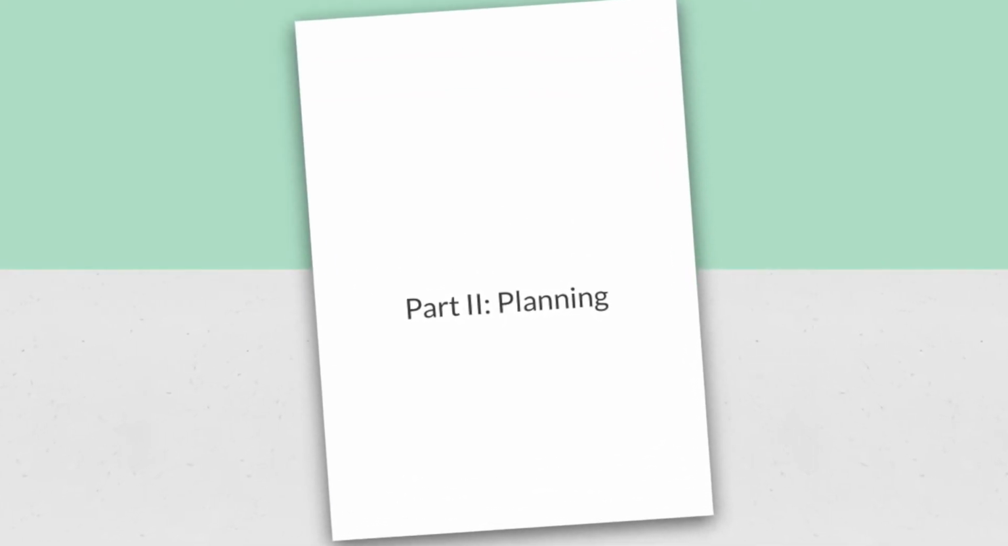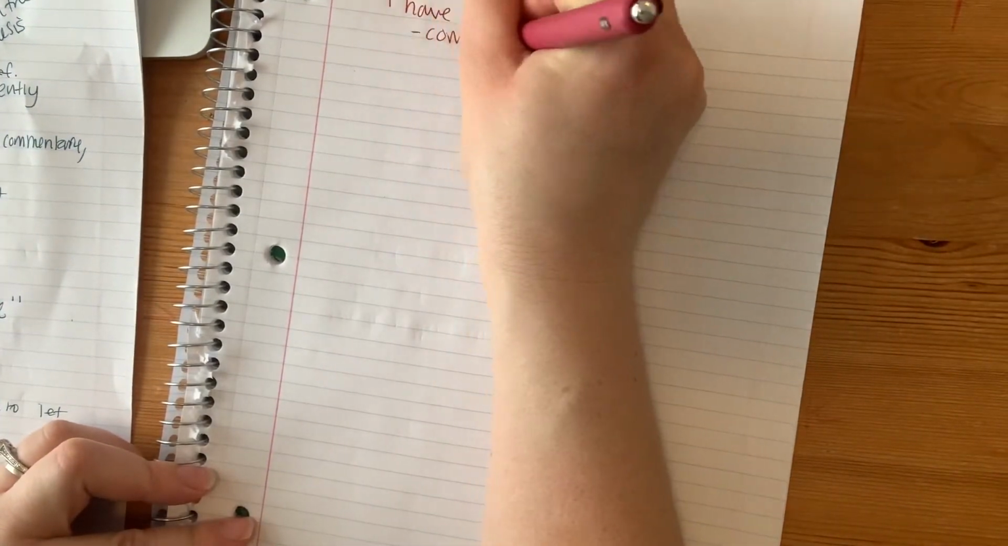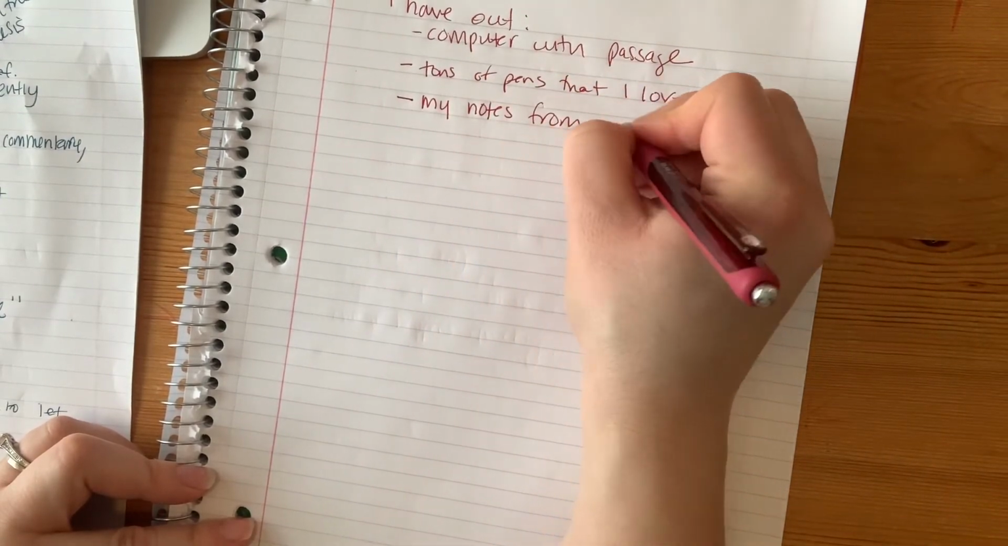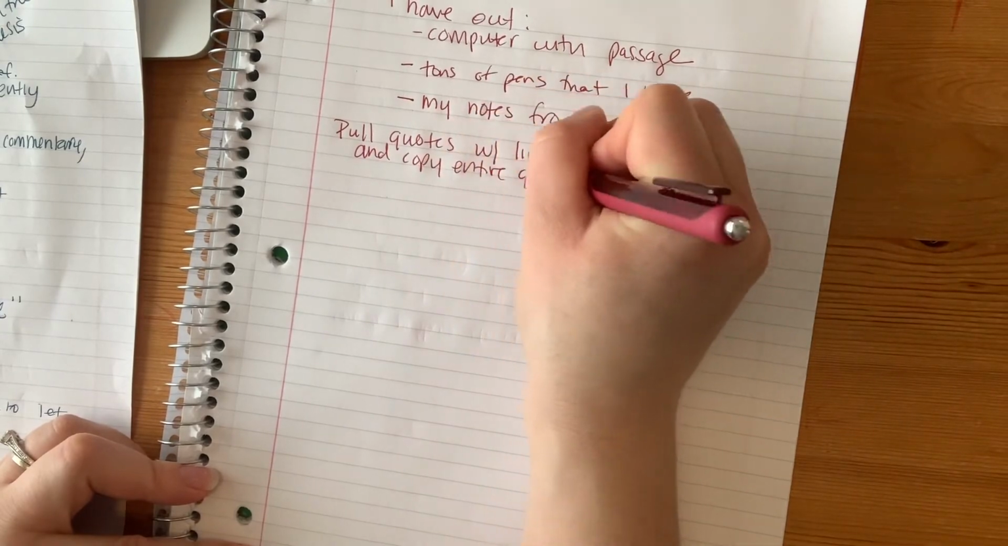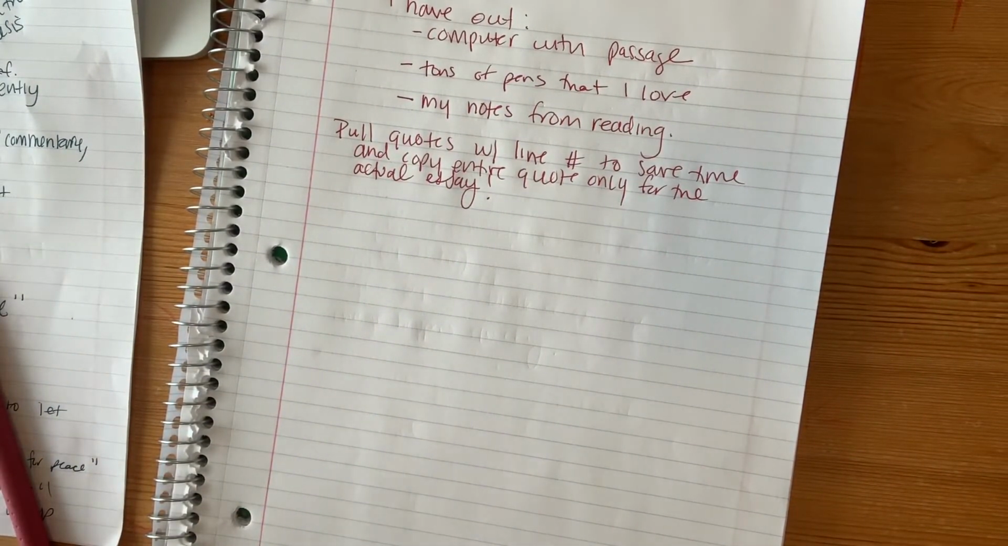For the planning stage, I'm going to make sure that I have out my computer with the passage, of course, pens that I love because that helps me, my notes from reading, and then I'm going to pull quotes again with line numbers to save time and try to avoid copying the entire quote. Do that only for the essay. So now we're going to plan.